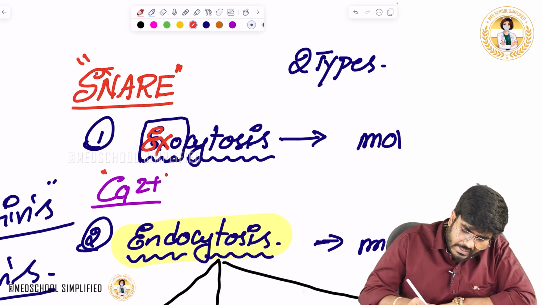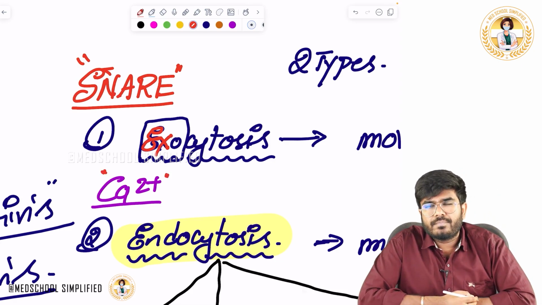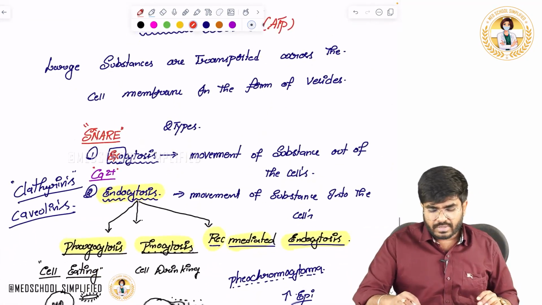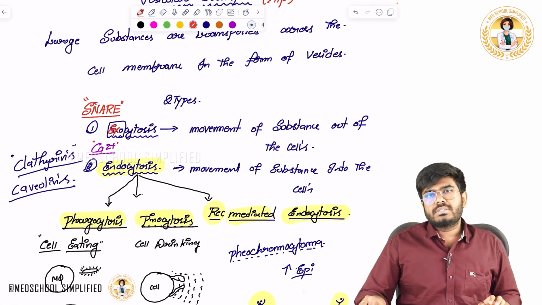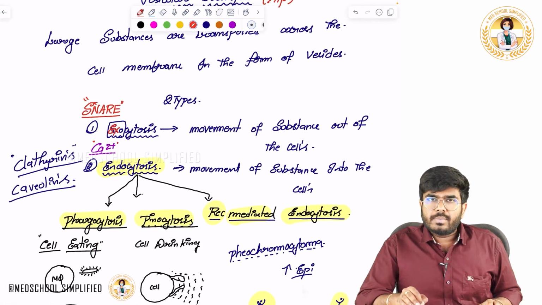Exocytosis requires calcium, very much important. And clathrins are required for endocytosis. So with this, the topic of transport across the cell membrane is completed.